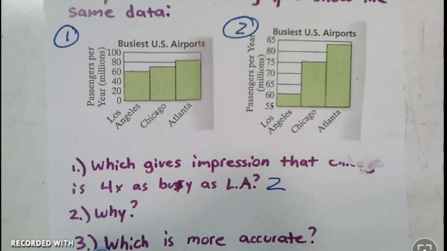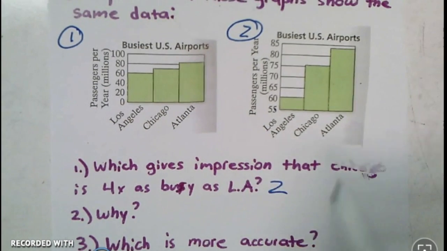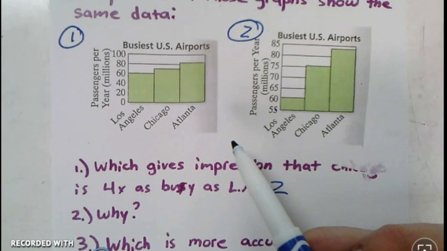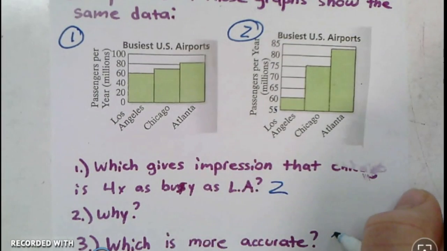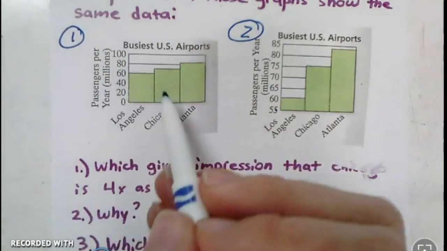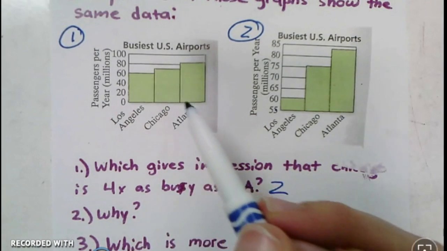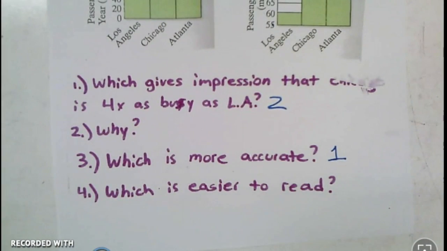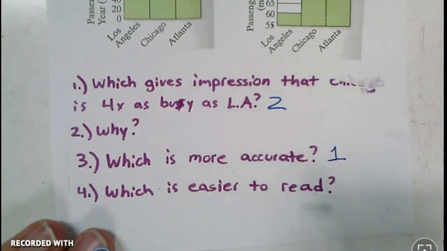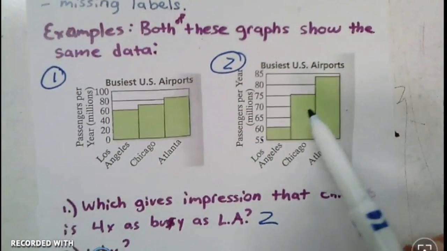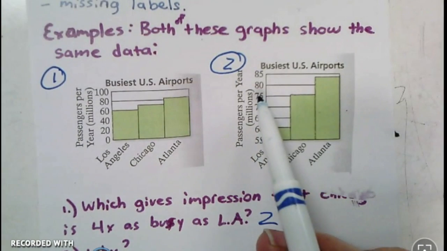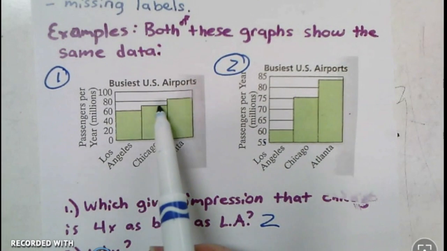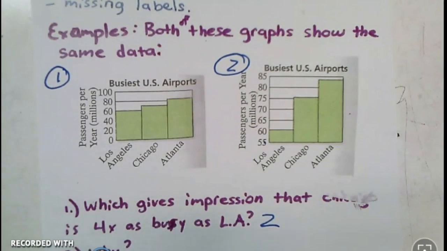Now number 3 says which is more accurate. So which of these gives a more accurate picture of really how busy these airports are? Number one shows really how busy they are. But which one is easier to read and to figure out exactly what number they fall on? Well, in that case, you've got number 2. Number 2 is easier to read. I can see right away, this says 75, this is more like 76. I never would be able to figure that out right here. It would just be way too hard for me to guess that.